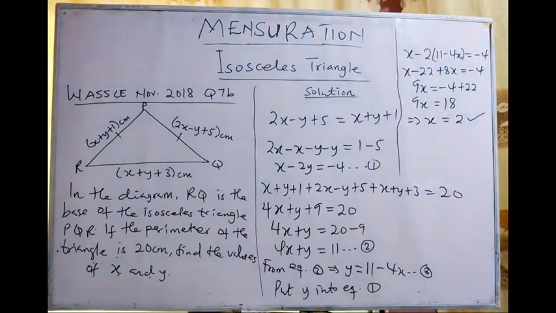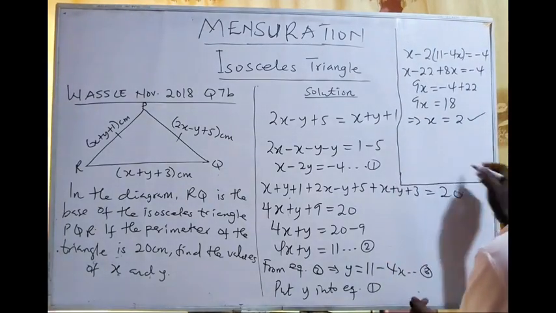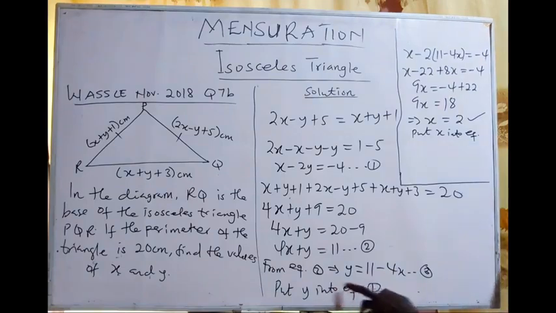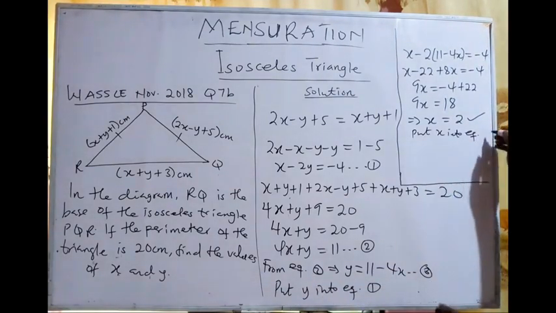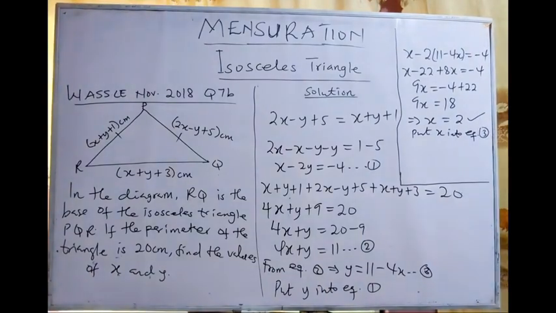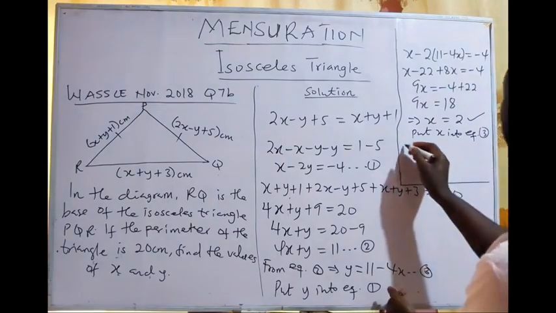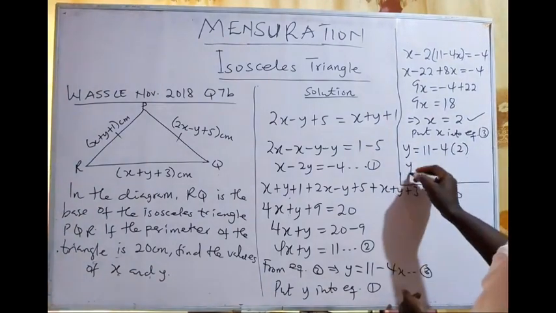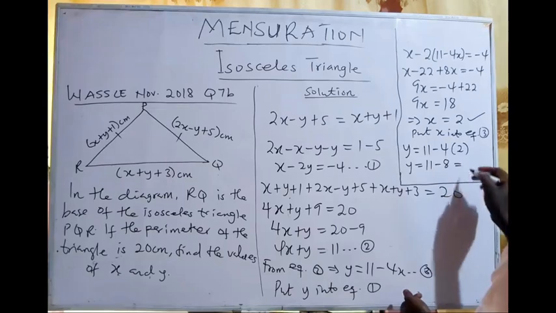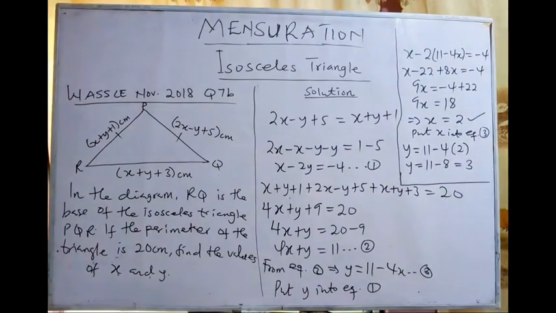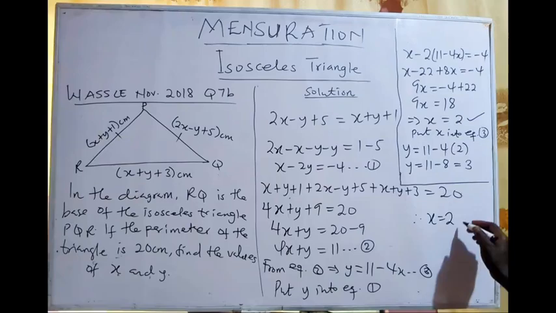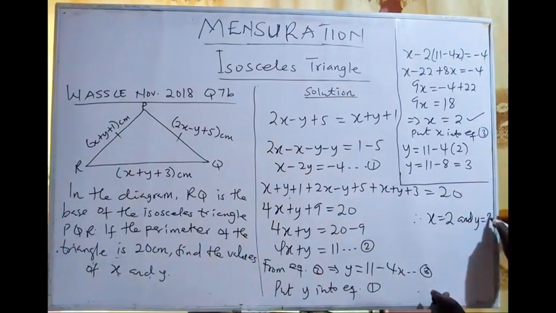Alright, so I can now find y from equation what? I can find y from equation 3. So I'll put x into equation 3. That will make it simple for me. So y will be equal to 11 minus 4 times x, which is 2. So 11 minus 8. And what is 11 minus 8? That will give us 3. So we can say that therefore x is equal to 2 and y is equal to 3.